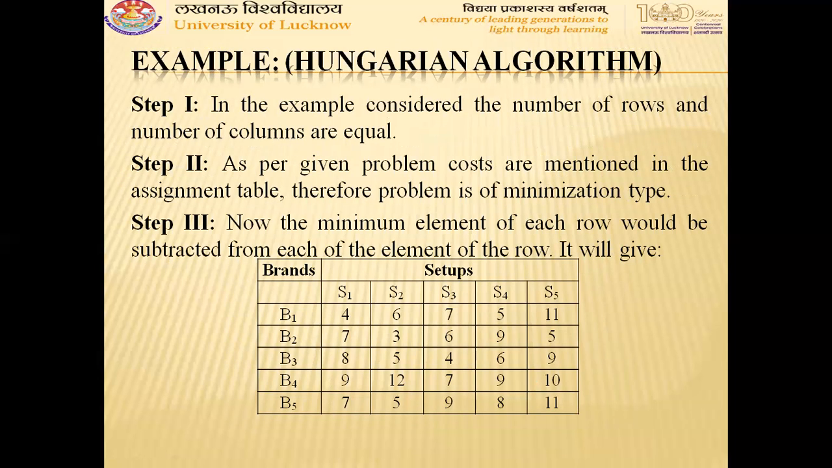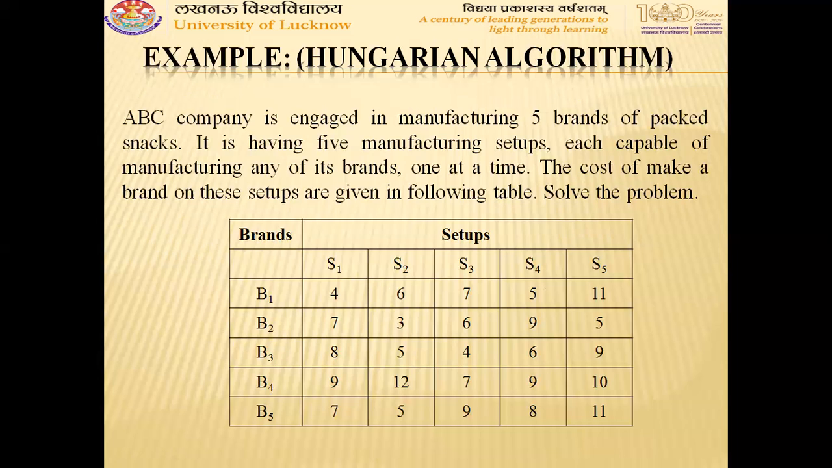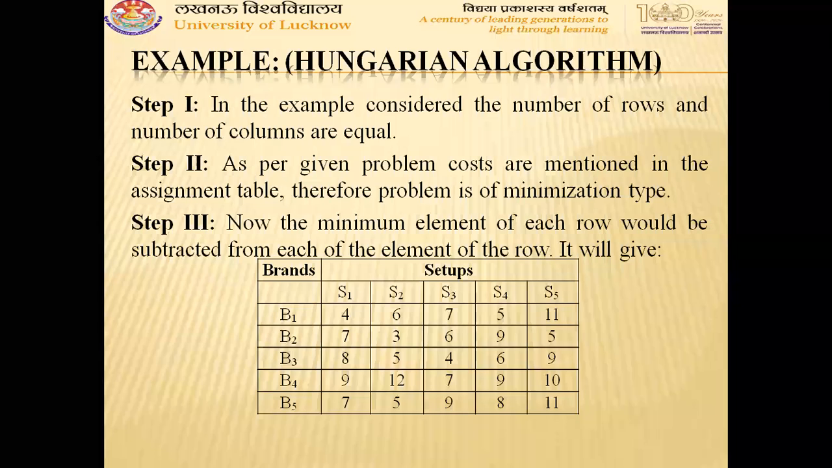Now, according to Hungarian algorithm, we have to check in step 1 the problem is balanced. So here we can see that we have 5 rows and 5 columns. That is 5 brands and 5 setups. That is number of rows is equal to number of columns. So our problem is balanced.